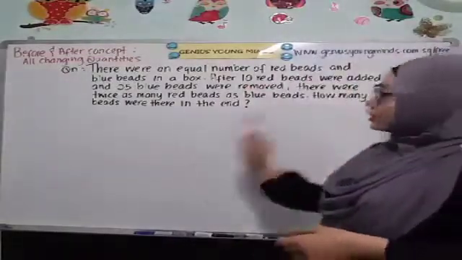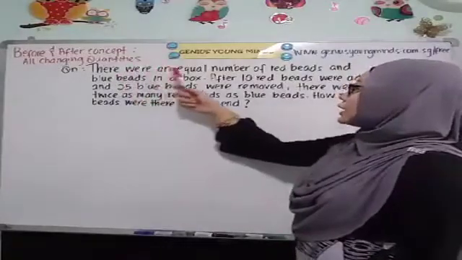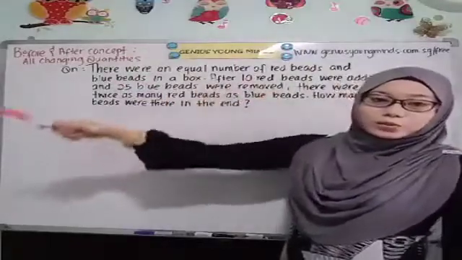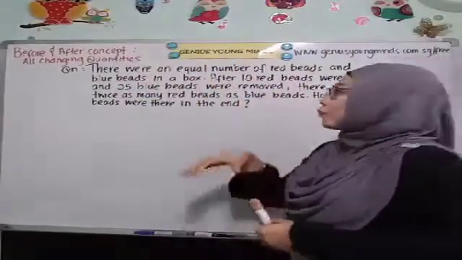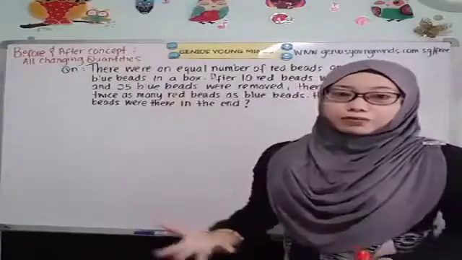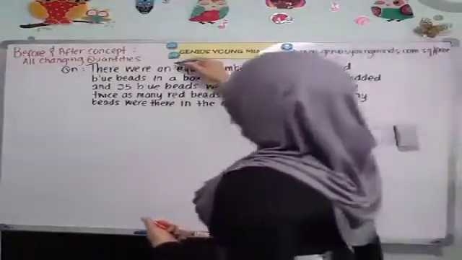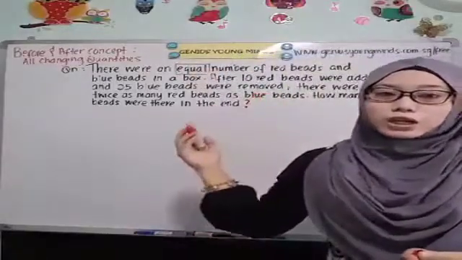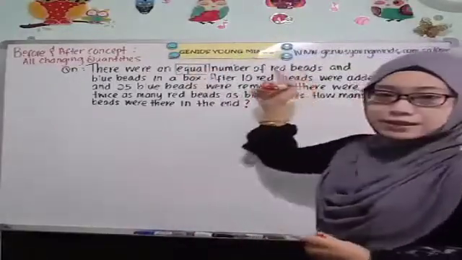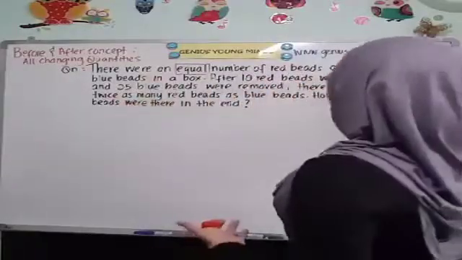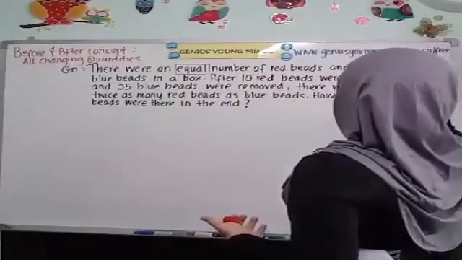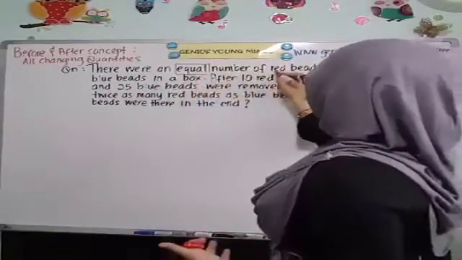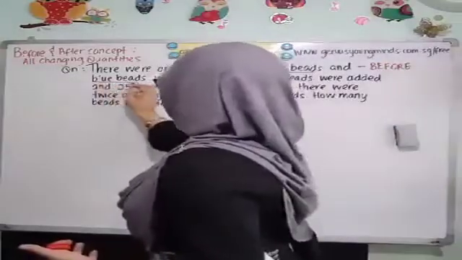Okay, I'm going to read once through. There were an equal number of red bits and blue bits in a box. So this is what is given at first, before anything happened. So this is actually my before. I want you to box up the word equal, because equal is very important. It tells you that there is an equal number of red bits and blue bits at first. So this is my before. I want you to write there before. What is my before? Equal number of red bits and blue bits.